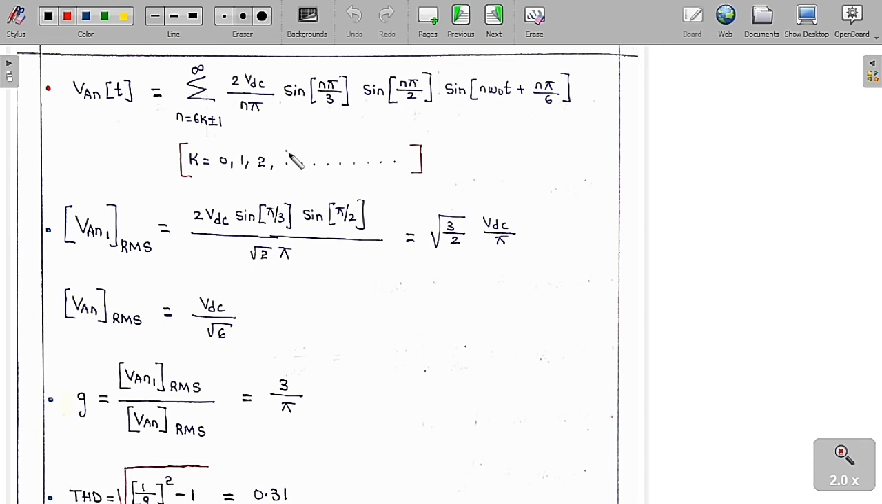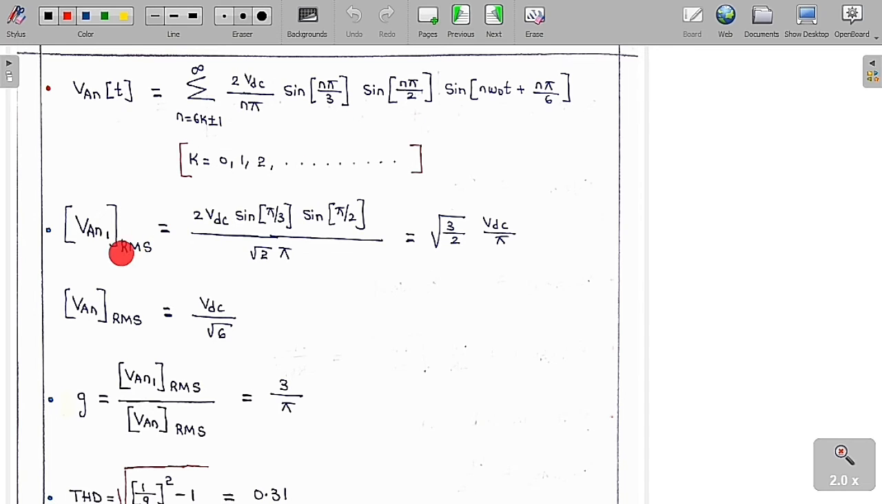Now I want to write the expression of the phase voltage VN. VN of t is equal to sigma n is equal to 6k plus or minus 1 up to infinity, 2 VDC by n pi into sin n pi by 3 into sin n pi by 2 into sin of n omega naught t plus pi by 6. Here k is equal to 0, 1, 2 up to infinity, which means the 3n odd harmonics are purely absent for these phase voltages.